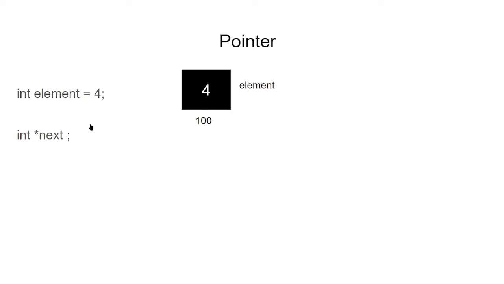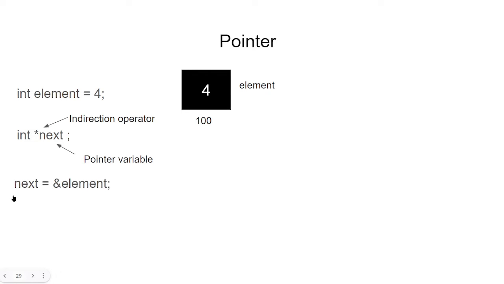So this is how we define a pointer, and this symbol in context with the pointer is also called the indirection operator, and this variable name is called the pointer variable. A pointer variable always stores the address of another variable, and in this case it stores the address of the element variable. When this statement is executed, a memory block is created in memory with the name next. For this memory block, a memory address is present, say 200, and at this memory location the element's address is stored, that is 100.